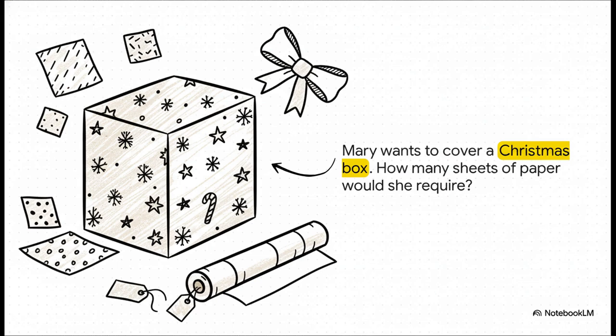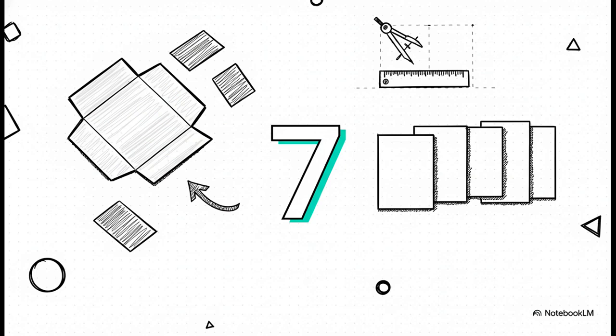Let's make this real. So Mary needs to wrap this Christmas box. We know it's 80 centimeters long, 40 wide, and 20 high. Now she has these square sheets of paper that are 40 centimeters on each side. So the big question, how many sheets is she going to need? Well, after we calculate the total surface area of the box, which, by the way, comes out to 11,200 square centimeters, and then we divide that by the area of one sheet of her paper, we find out she needs exactly 7 sheets. A perfect practical use for geometry, right?